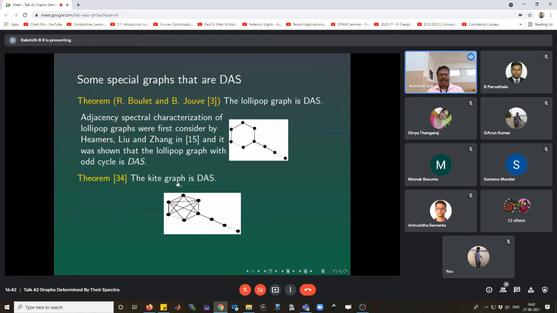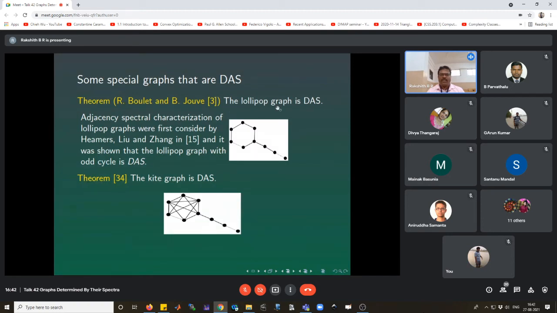And also the kite graph is determined by the adjacency spectrum. A kite graph means you join a vertex of a complete graph to the end vertex of a path. This indeed forms a kite graph, and it is also proved that this is determined by the adjacency spectrum. Earlier, the short kite graph, with only one edge, was proved to be determined by the adjacency spectrum. Later on it was generalized: in general, any kite graph is determined by the adjacency spectrum.